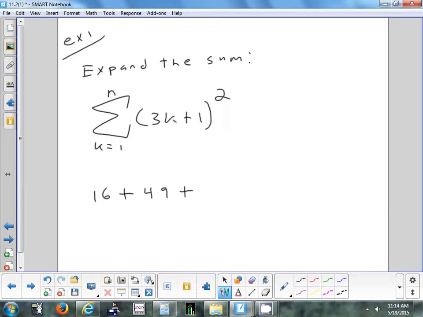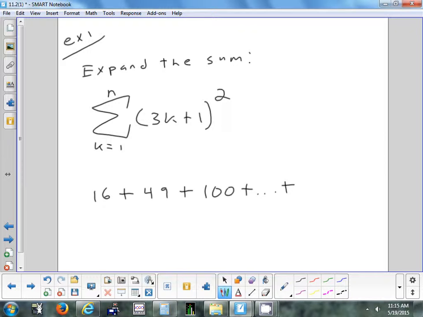Okay, so we just let k equal 2. Now we're going to go to the next one. Colby, instead of k equal 2, now k will equal 3. 3 times 3 is 9. 9 plus 1 is 10 squared, is 100. Okay, now plus put in dot, dot, dot. We recognize there's a bunch more terms.